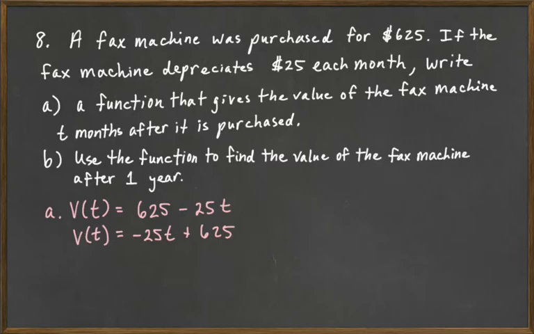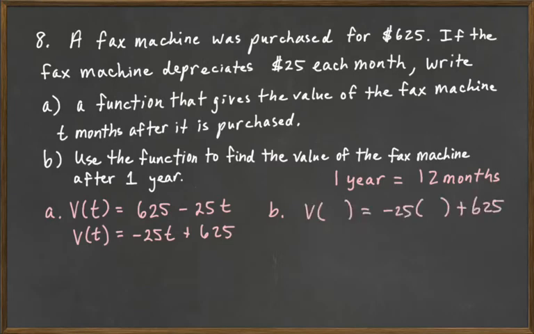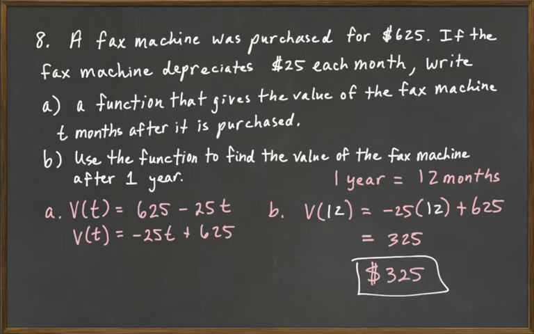So part B, we're supposed to find the value of the fax machine after 1 year. Well, first of all, 1 year is 12 months. Remember, time is in months. And so we need to find V of 12. And so I'll go ahead and write a shell for the function, and let's plug in 12. And when you simplify the right side, you get 325. And so it's worth $325 a year later.